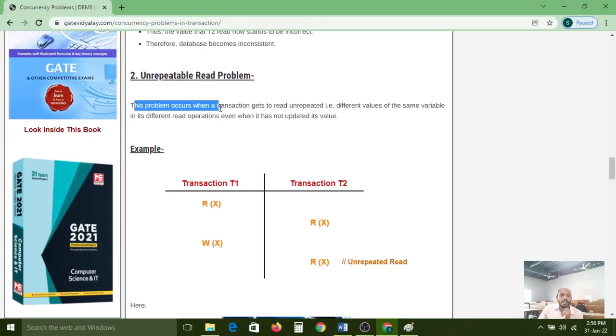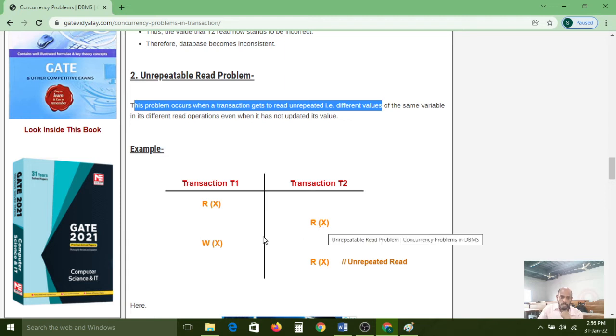Unrepeatable read problem. This problem occurs when a transaction gets to read unrepeated different values of the same variable. So here the X variable value is 10. After the write operation, the X variable value is 15. This problem occurs when a transaction gets to read unrepeated different values of the same variable in its different read operations, even when it has not updated its value.